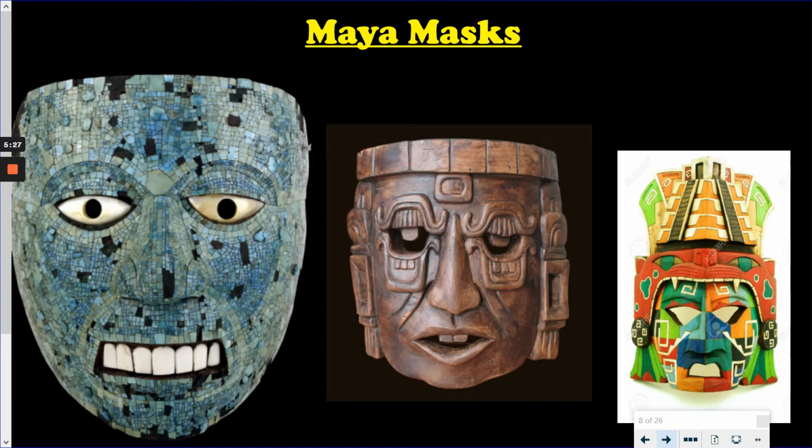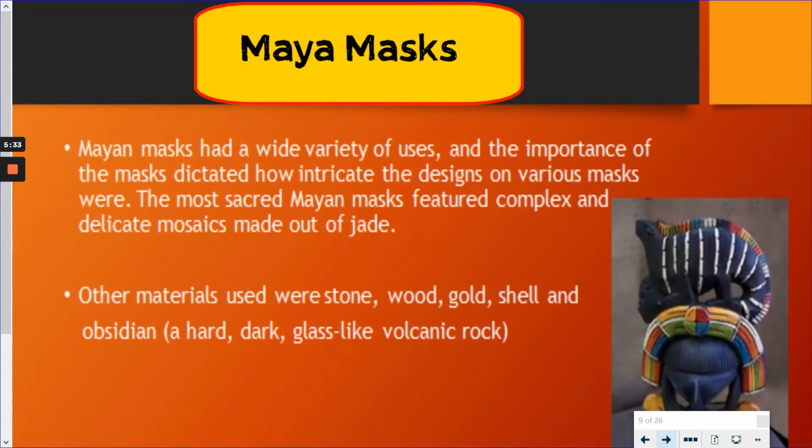Today, we're going to try and bring some of these designs into Maya masks. Now, the Maya used masks for a wide variety of things, really. They were a really important part of their society. Indeed, what the masks were made of and the design of them also gave some indication as to the importance of the wearer. The most sacred Maya masks were made out of jade, and jade, that sort of greeny blue coloured precious stone, we saw that colour quite a lot in the artwork earlier, didn't we? Other masks were made out of stone, wood, perhaps gold, shell, or obsidian, the black glass that we mentioned in one of our earlier lessons.